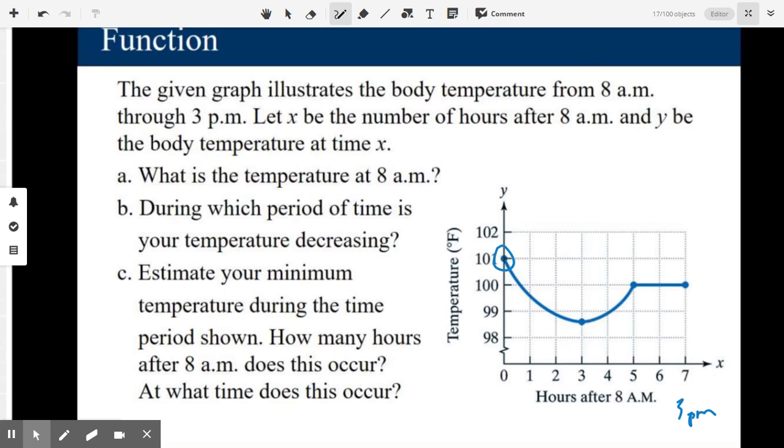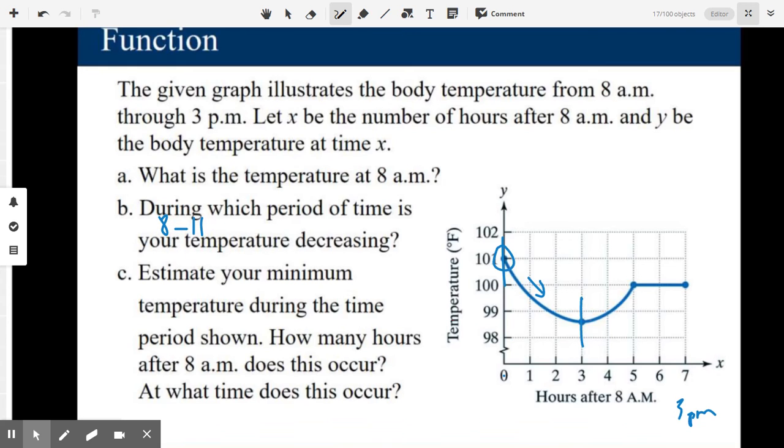Okay. During which period of time is your temperature decreasing? Notice from here to here, the temperature is going down. Each hour, it's a little lower, it's a little lower, it's a little lower. Maybe they took some Tylenol there at 8 a.m. and that caused their temperature to go down and get down to close to normal. So the period of time was from 8, 9, 10, from 8 to 11, right? From 8 to 11.